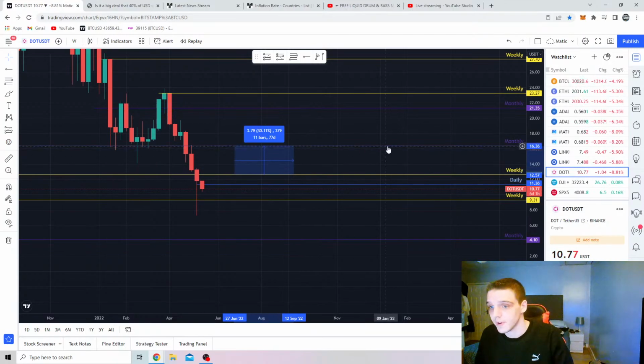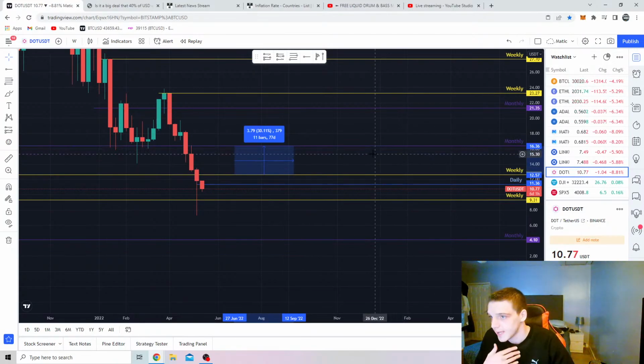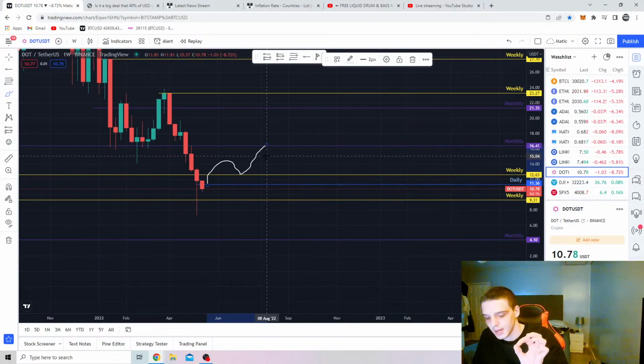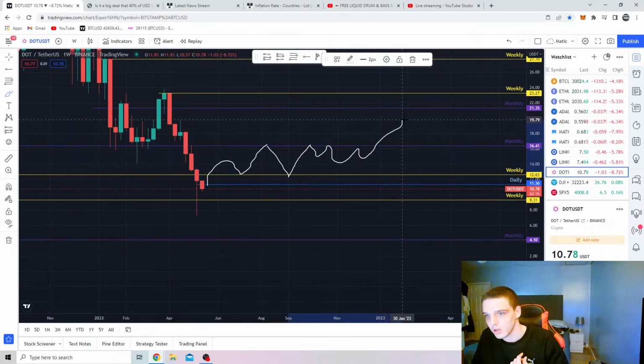Because monthlies are stronger than weeklies and weeklies are stronger than dailies, on the first pump up, let's just draw something like this, you'd come up, retest it, and for the first attempt on a level like this, you would at least expect it to come back down. And the more you test this level, the more likely you are to eventually break that level and then go down to test another level.